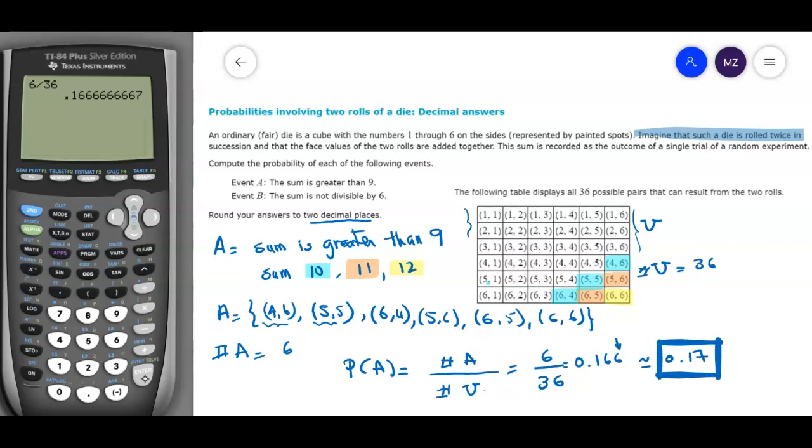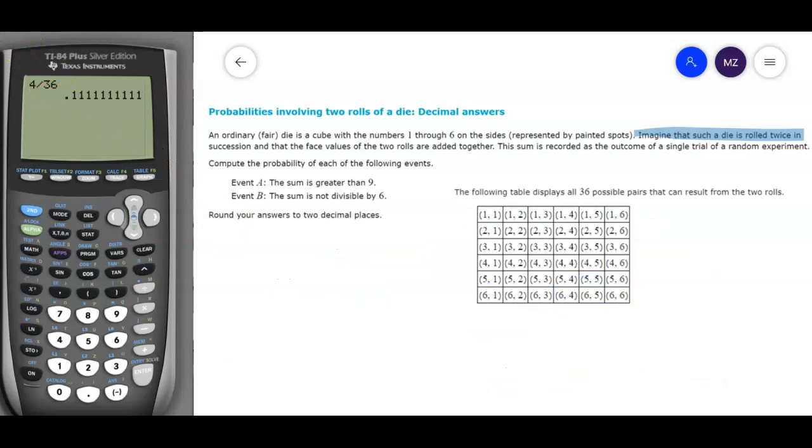All right, so we're going to move to the second one. So I'm going to have to erase everything in here, right? All right, for the second problem, we are having the B is actually the sum is not divisible by 6. So this is actually harder to find. The sum is not divisible by 6.